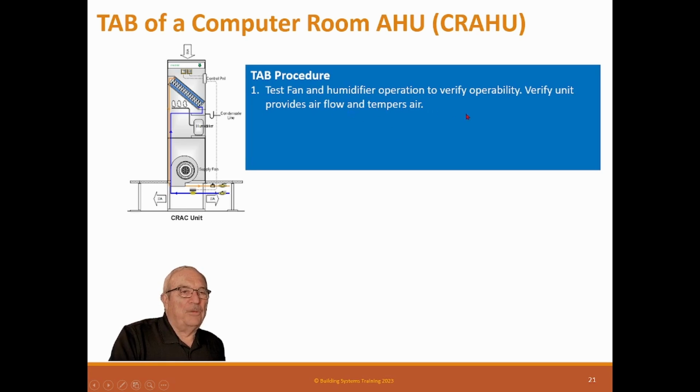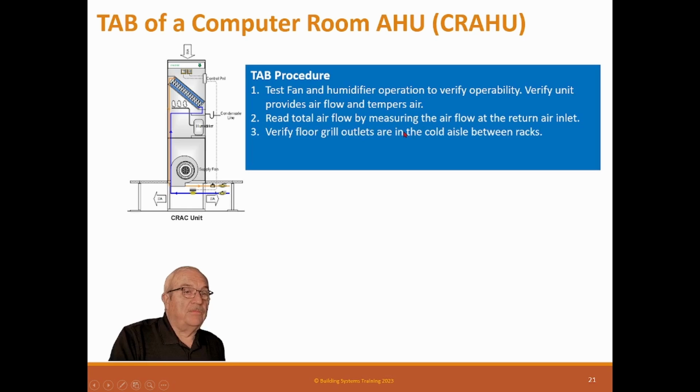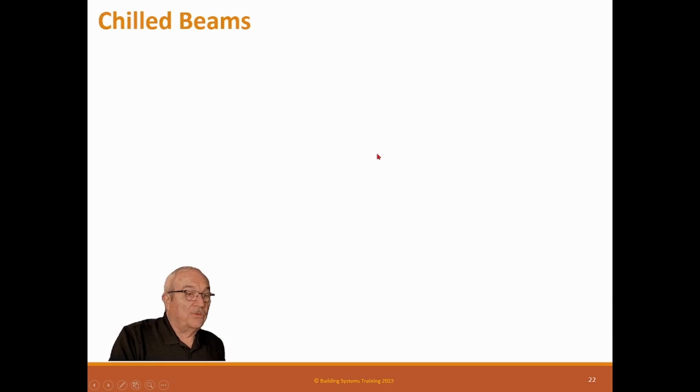Test the air and humidifier operation to verify they actually work, and then provide total airflow by measuring the return air. If it has a duct, you take a pitot, otherwise take a Velgrid of the inlet air, and you're done. There's not much. You can verify the grills are in the cold side of the aisles, record the unit return airflow, unit amps and temperature and humidity set points, and you're done. So those are pretty easy.